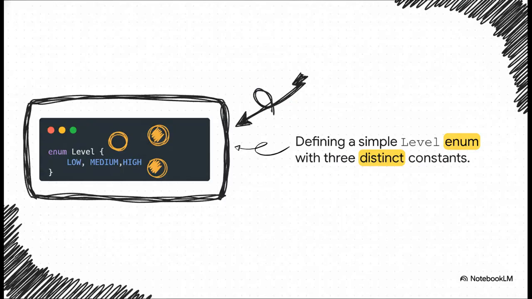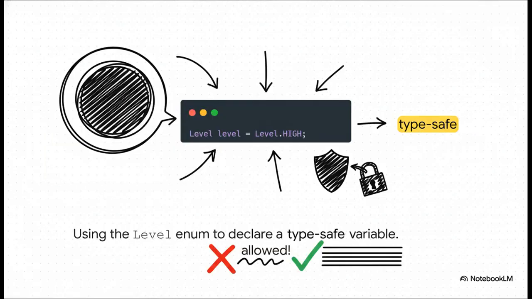Let's look at a quick example. Here we're defining a super simple enum called Level. It's got 3 constants: LOW, MEDIUM, and HIGH. Nice and clean, right? And now we can use it just like any other type. We declare a variable, myVar, and we say its type is Level. The compiler will then make sure we can only ever assign it Level.LOW, Level.MEDIUM, or Level.HIGH. There's that crucial type safety again, enforced for us.